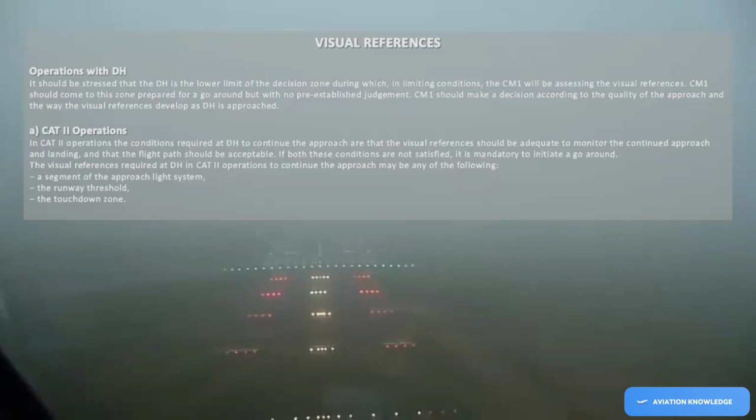A. Cat 2 operations. In Cat 2 operations, the conditions required at decision height to continue the approach are that the visual references should be adequate to monitor the continued approach and landing, and that the flight path should be acceptable. If both these conditions are not satisfied, it is mandatory to initiate a go-around. The visual references required at decision height in Cat 2 operations to continue the approach may be any of the following: a segment of the approach light system, the runway threshold, the touchdown zone.